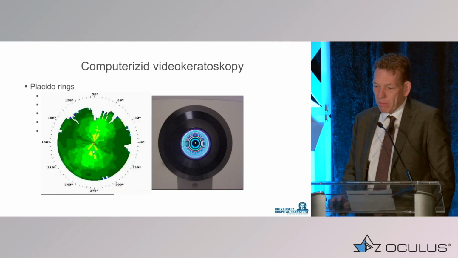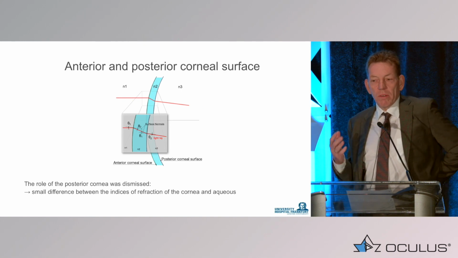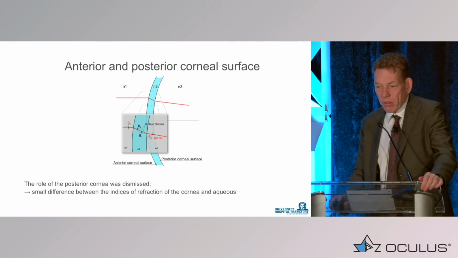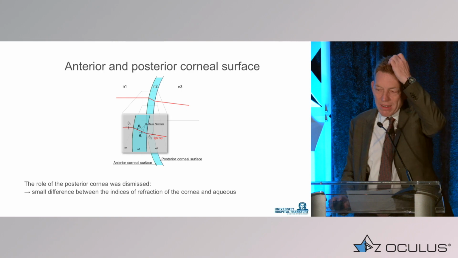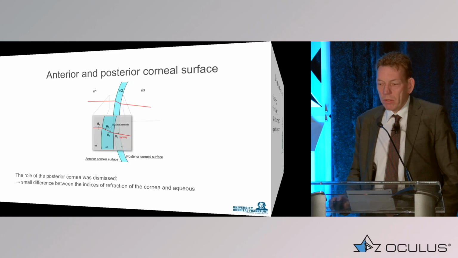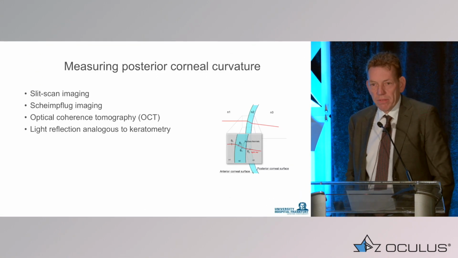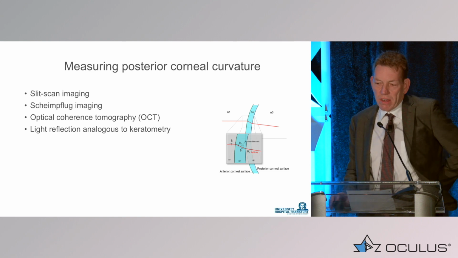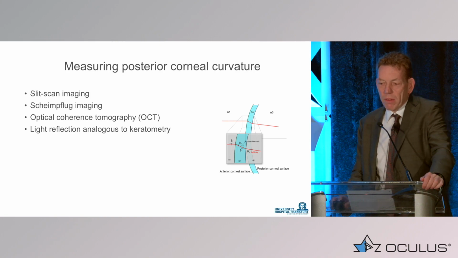And then we have computerized video keratoscopy. Now, of course, we have understood that we need more information about the anterior and the posterior corneal surface. The role of the posterior corneal surface was dismissed at that time, because the small difference between the indices of refraction of the cornea and the aqueous was not possible to measure, but we can do this now. How do we measure the posterior corneal curvature? There are devices like slit scanning imaging, Scheimpflug imaging, optical coherence tomography, and light reflection analogous from keratometry.